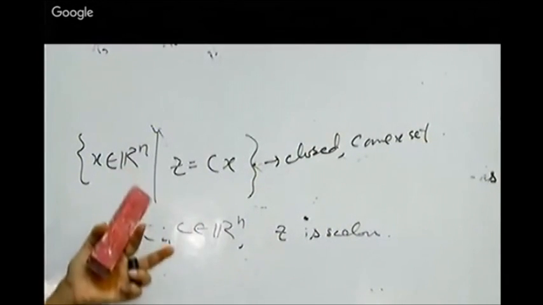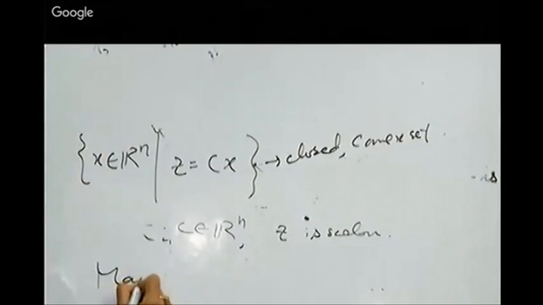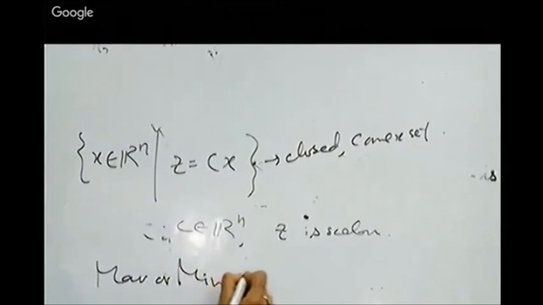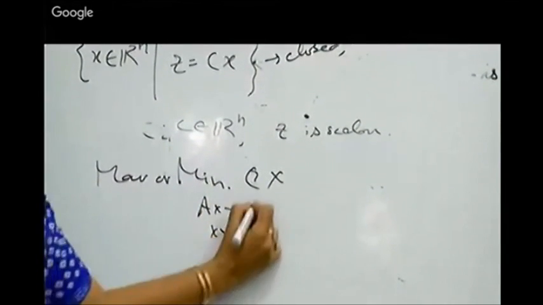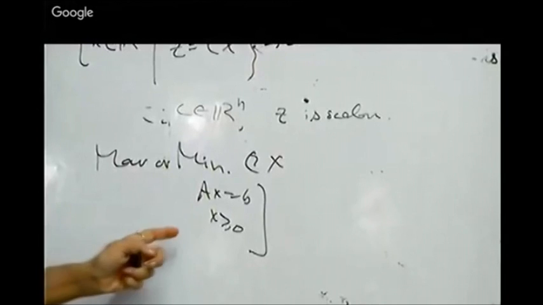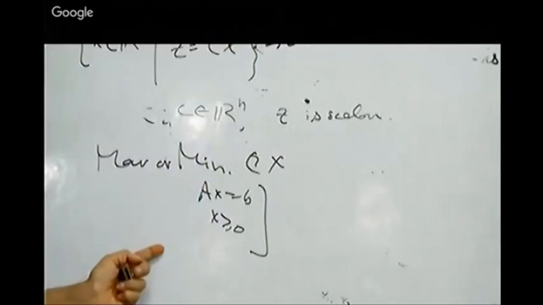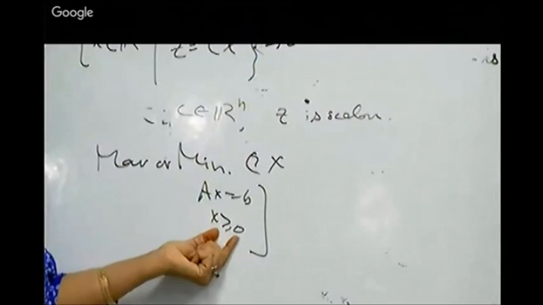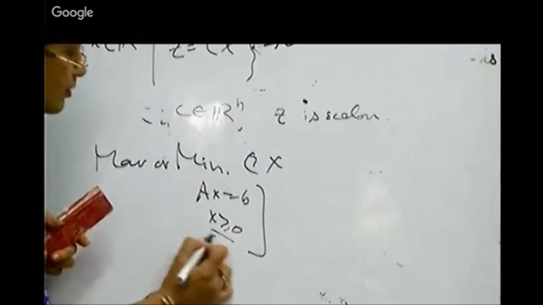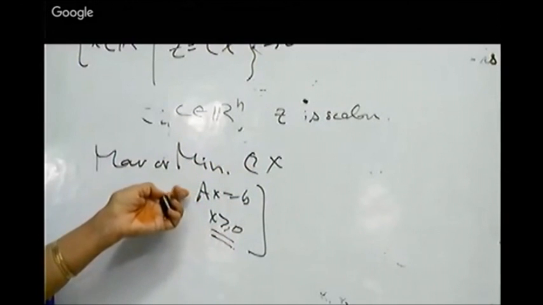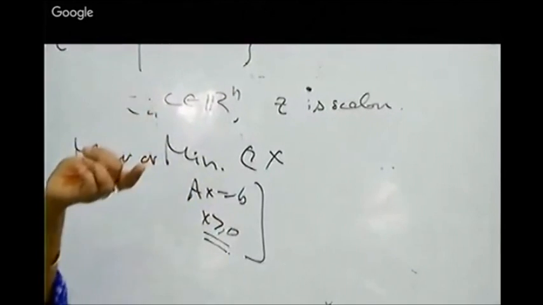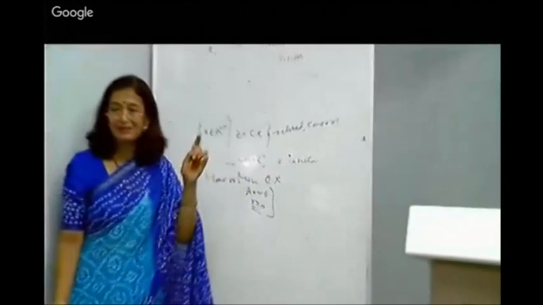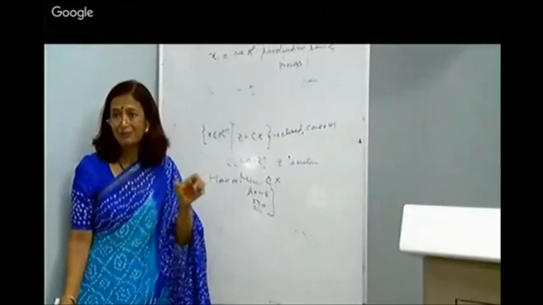So when I go back to the formulation of LPP, maximize or minimize Cx subject to Ax equal to b, x non-negative. What are these? X which satisfies all of them simultaneously. Of course, this is a closed half space. These are all hyperplanes. Each equation, x satisfying each constraint means what? It means the intersection of m hyperplanes.